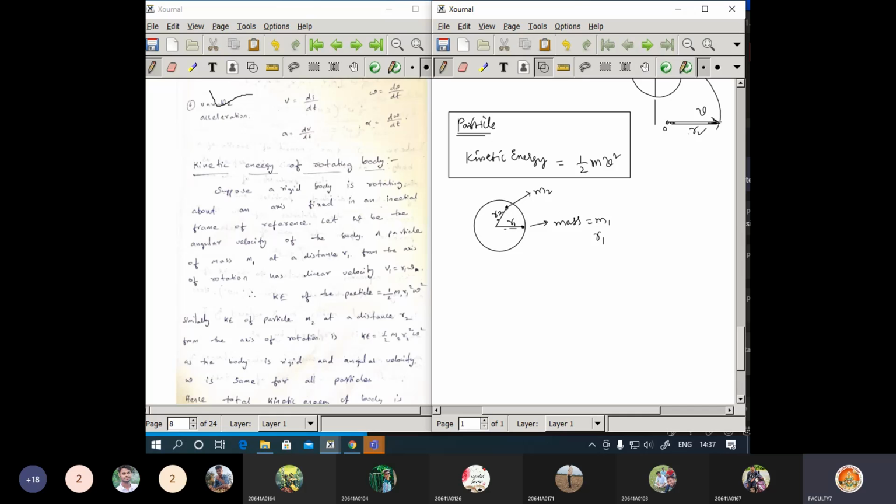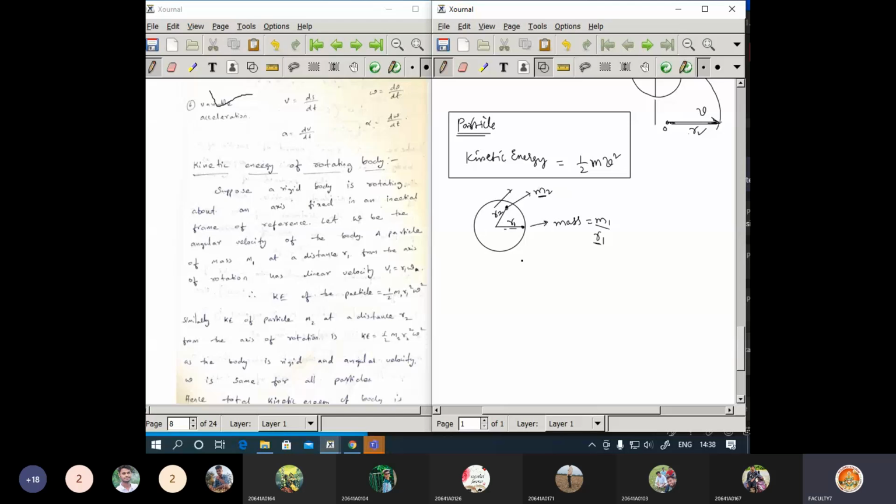Okay, and here the position will give the changing r. R will not be the same for all the particles. It will change depending on the position. So here we are considering two particles. The first particle has mass m1 and its position is given by r1. And the second particle has mass m2 and its position is given as r2.